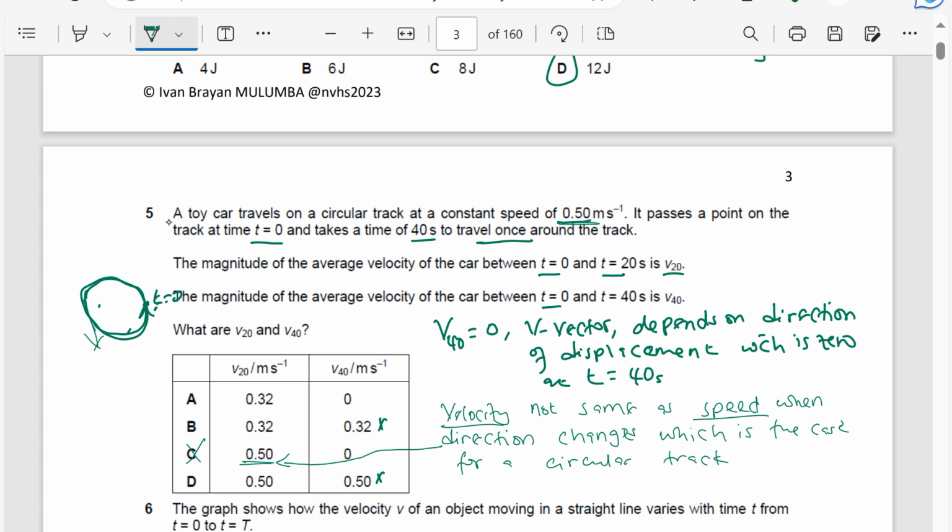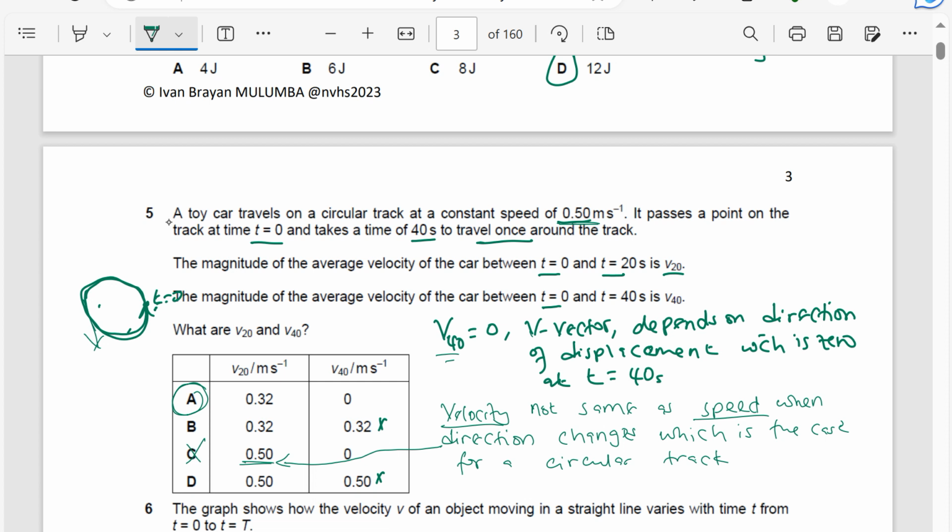That means v at 20 cannot be the same as the speed because the direction is changing. So the answer is automatically going to be A. We ignored B and D because v at 40 is automatically 0, because v is a vector quantity which depends on the displacement. Coming back to the same point where we started from, the displacement is 0. So at t equals 40, the displacement is 0. That means v at 40 is also going to be 0.